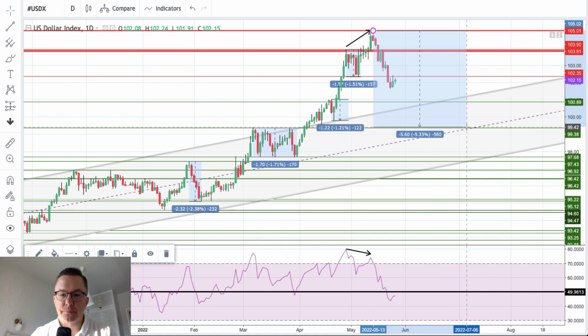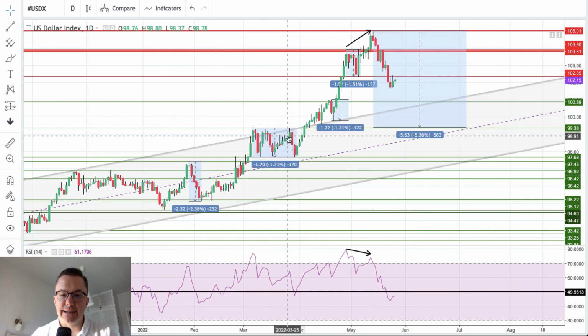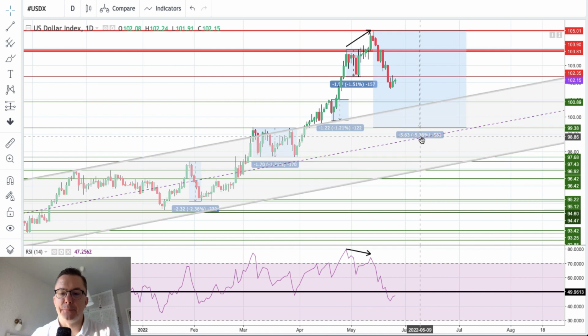However, if we are back inside the ascending channel, we might test the technical support from the beginning of March, located at 99.38, and that decline is minus 3.35%, and it's a quite substantial decline in that situation.